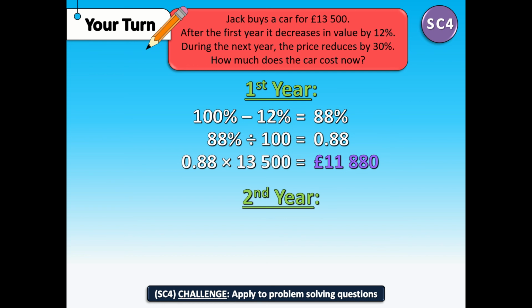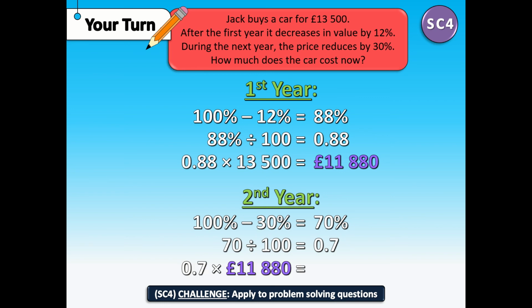Then in the second year, it's reduced by 30%. So that means the multiplier is 0.7. So we do 11,880 times 0.7, which is £8,316. So that's how much the car is now worth.